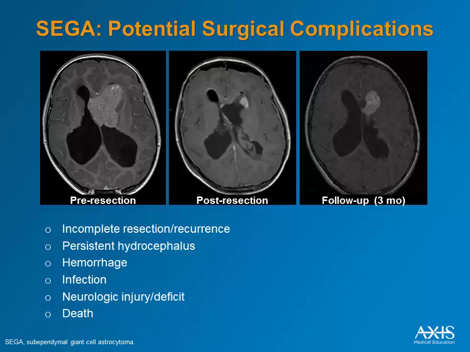You can have bleeding associated with surgery. These tumors are highly vascular. They are also located very proximal to deep veins within the brain, and so hemorrhage complications are certainly reported in patients that have had surgery for their SEGA. Infections, neurological injuries, and even death have been reported in various case series associated with surgery in TSC.